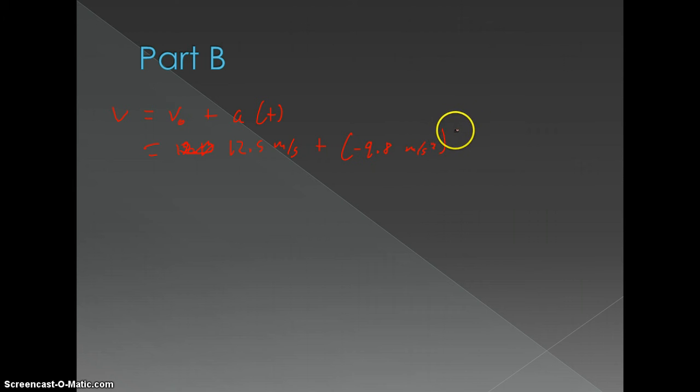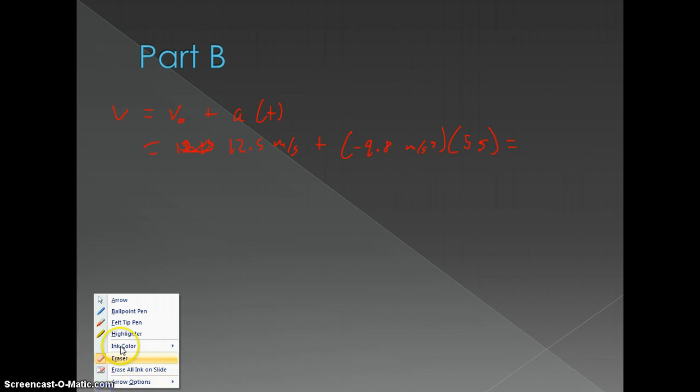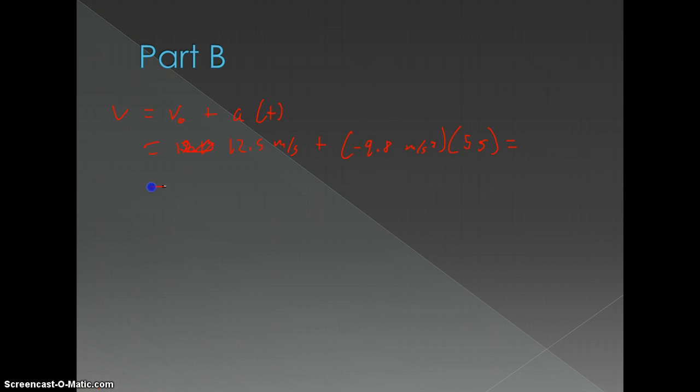Also, we know that our time, as solved in part A, is going to be 5 seconds. After plugging the above equation into our calculator, we get that the final velocity of the camera before it hits the ground is going to be negative 36.5 meters a second.